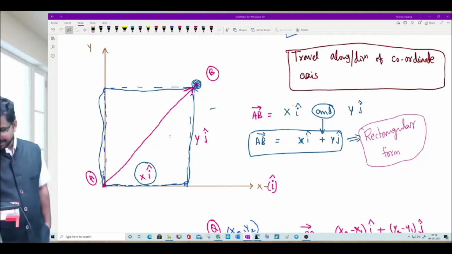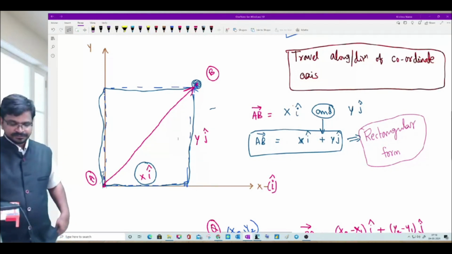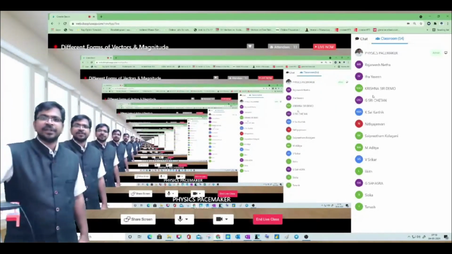Yes. Yes, Sahasra. Sahasra mentioned it as a rectangle. Very good. Let me check how many attendees are here. Rajanish Neta, Irfa Yasin, Chetan, Sai Karthik, Nitya Jeevan, Aditya, Sahasra, Shloka, Tanush. Very good.